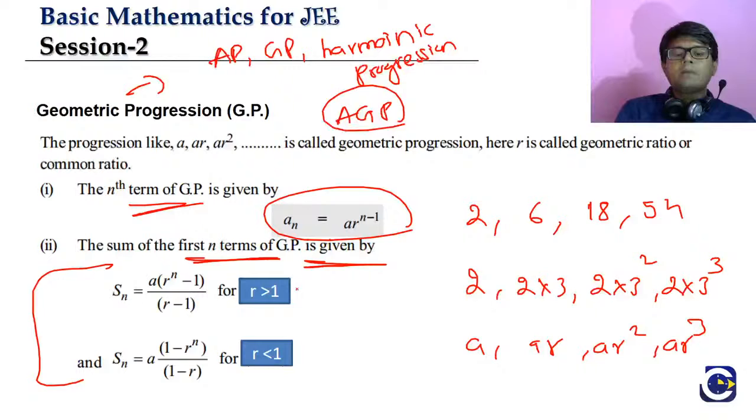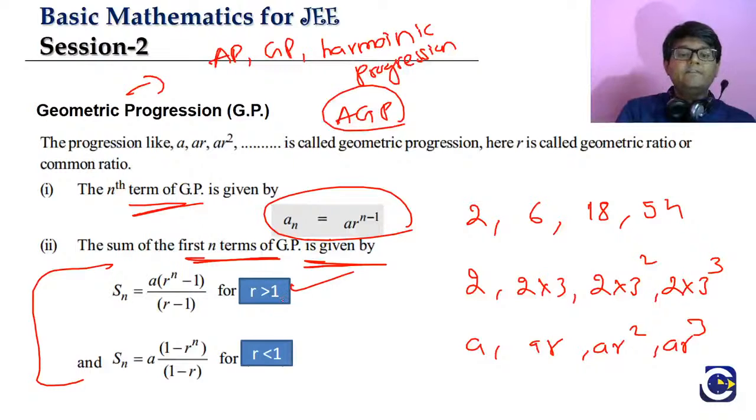Ratio is more than 1. How do we represent the sum? We are not getting into the derivation of this formula in math. In Plus 1 mathematics, in the sequence and series chapter, you look at the derivation. But here we'll just look at the result. What is the result? a into r to the power n minus 1 divided by r minus 1. This is the sum of n terms of a geometric progression.